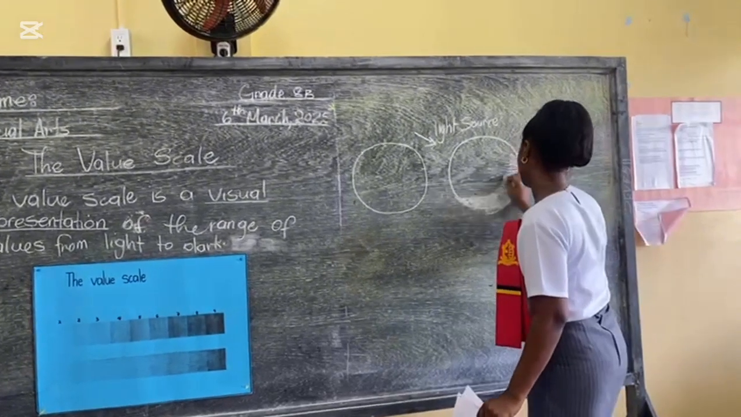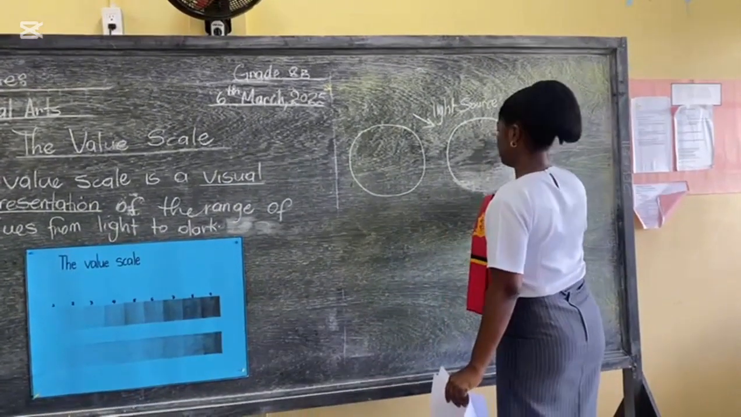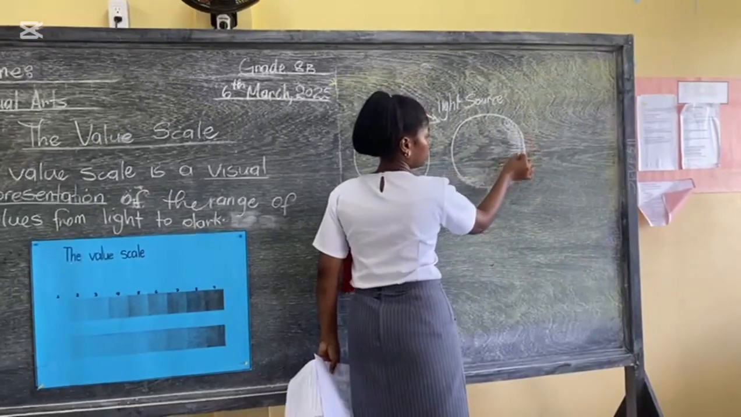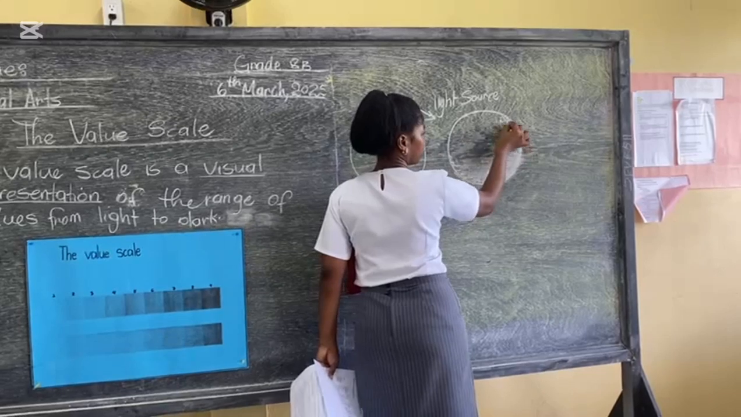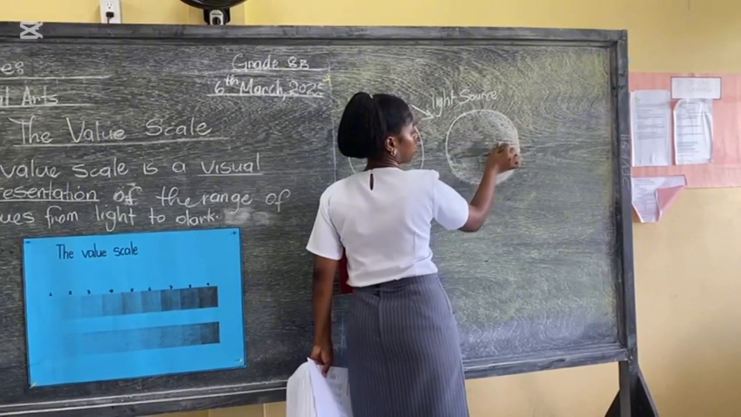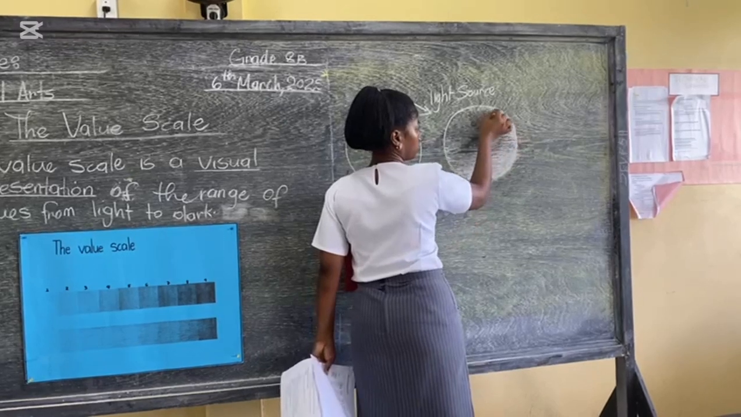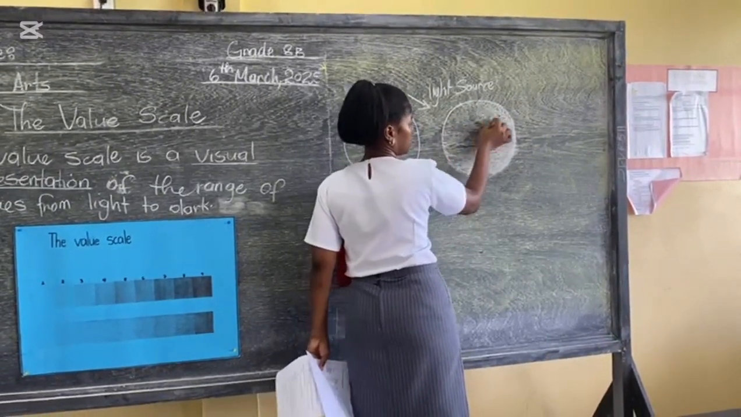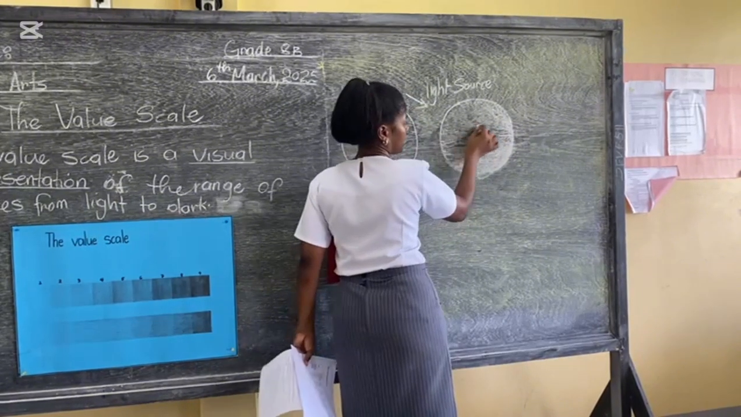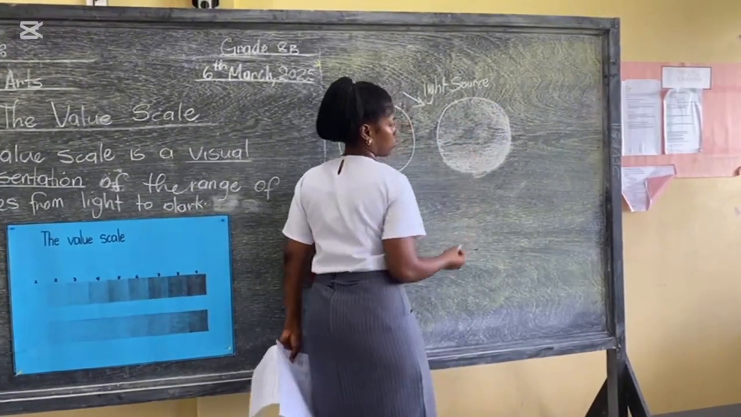Now there are different types of shading techniques. I'm going to make mine very simple today for you. Remember our light source. As the light travels farther and farther, the closer the object is to the light, that part is going to be like this.